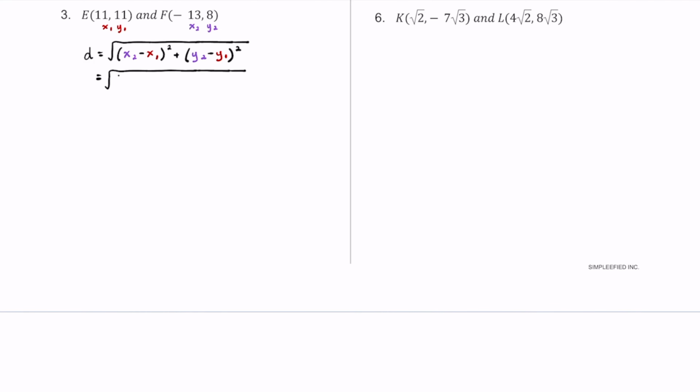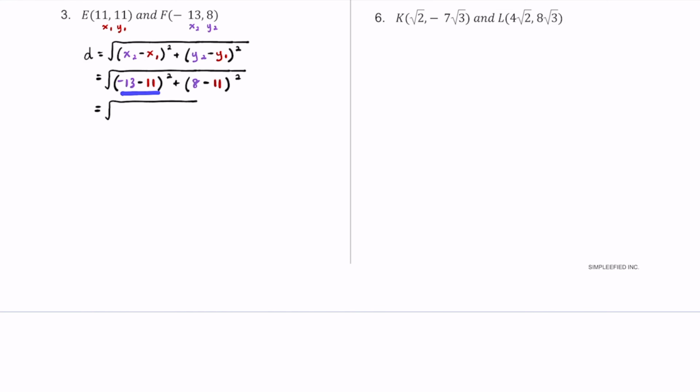Substituting our values in, for x2 we have negative 13, so let's go ahead and put that in the first slot here. Negative 13 take away x1. For x1 we just have 11, so go ahead and put 11, then go ahead and end that parentheses and we're going to square the difference there. Then we're going to go ahead and add the difference of the y value. So for y2 we have 8, we're going to take away y1. Now y1 we have 11, so it's 8 minus 11, and it's going to be that difference squared.